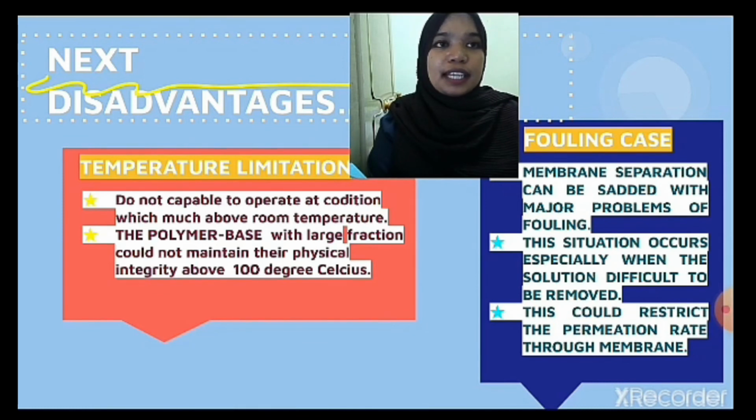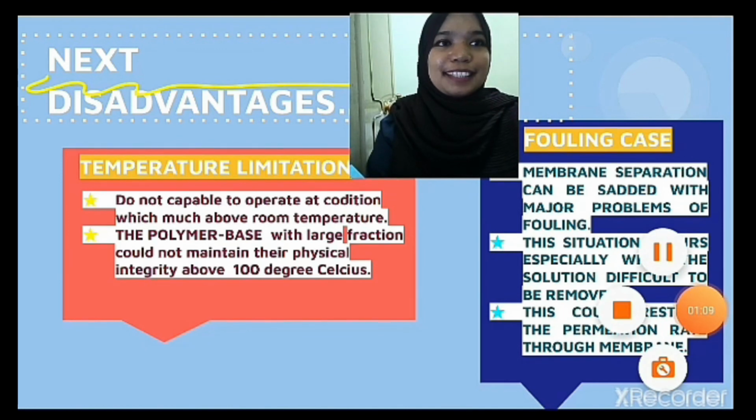And we move to the last point of these disadvantages, which is fouling. Membrane separation can be saddled with the major problem of fouling. This situation occurs especially when the substances that need to be separated are difficult to remove. This could restrict the permeation rate through the membrane. Based on this factor, the membrane separation process is essentially unsuitable for such applications. So that's all the disadvantages for membrane separation.